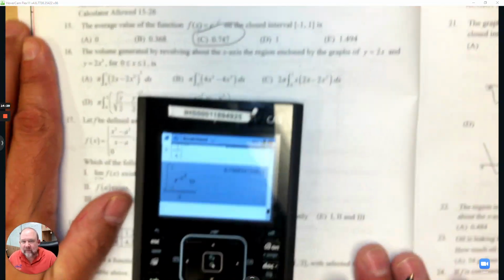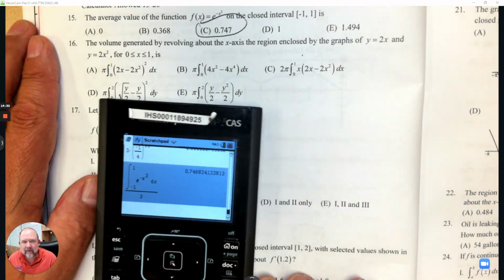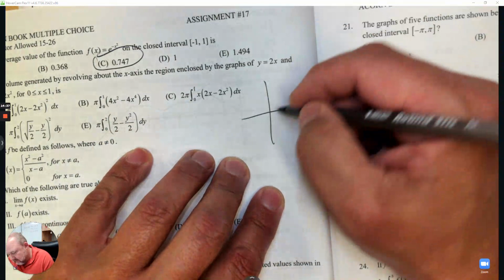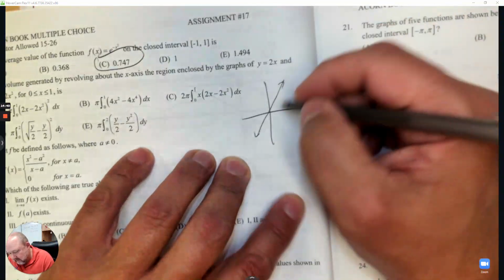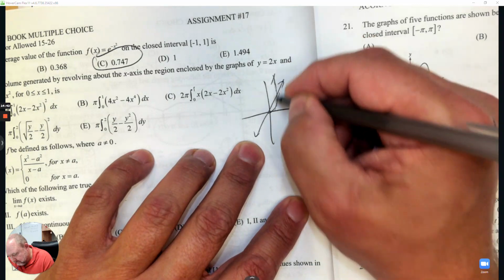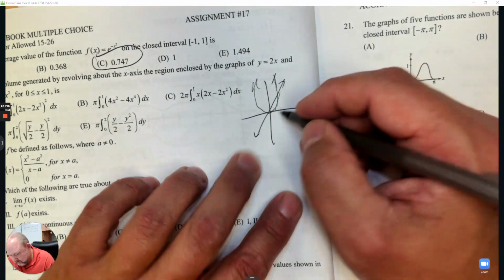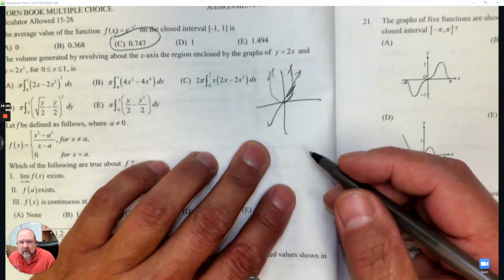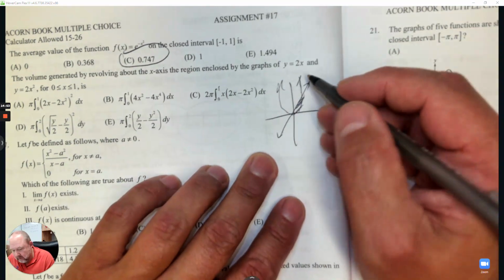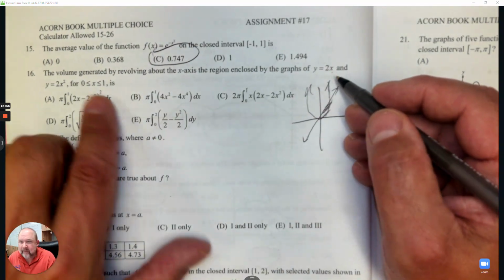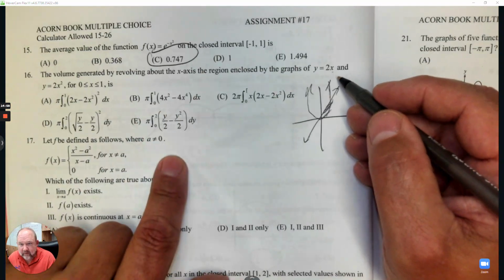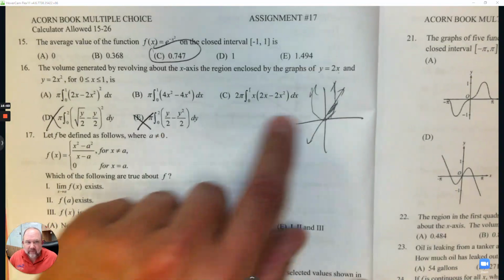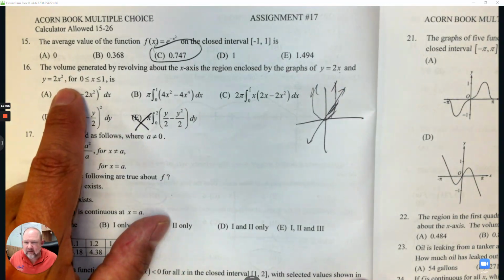All right, let's do this one. This is just the setup. The volume generated revolving around the region enclosed by the graphs y equals 2x. I need a graph. And 2x squared. Now, all of them, I got to make them equal to each other. I already know x equals 1, right? Because 2 times 1, 2 times 1 squared, it's going to go 0 to 1. So this one's wrong. This one's wrong. 2, if I plug in 2, oh, I guess it could be 2 as well, right?